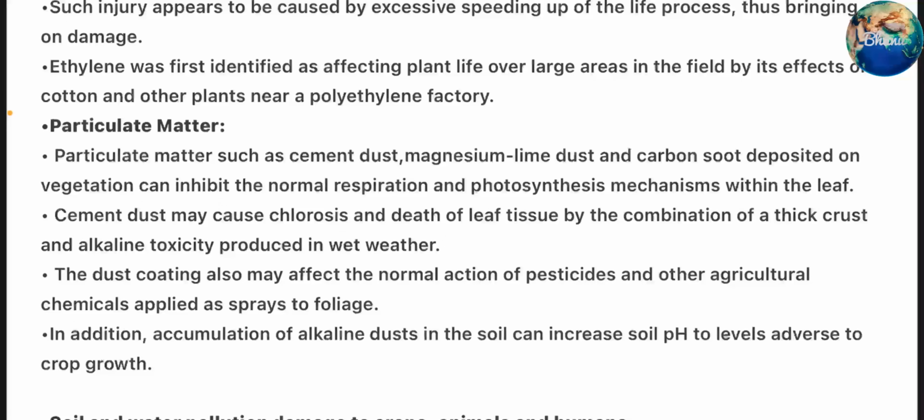Particulate matter such as cement dust, magnesium lime dust, and carbon soot deposited on vegetation can inhibit the normal respiration and photosynthesis mechanism within the leaf. Cement dust may cause chlorosis and death of leaf tissue by a combination of a thick crust and alkaline toxicity produced in wet weather. The dust coating also may affect the normal action of pesticides and other agricultural chemicals applied as sprays to foliage. In addition, accumulation of alkaline dust in the soil can increase soil pH to levels adverse to crop growth.